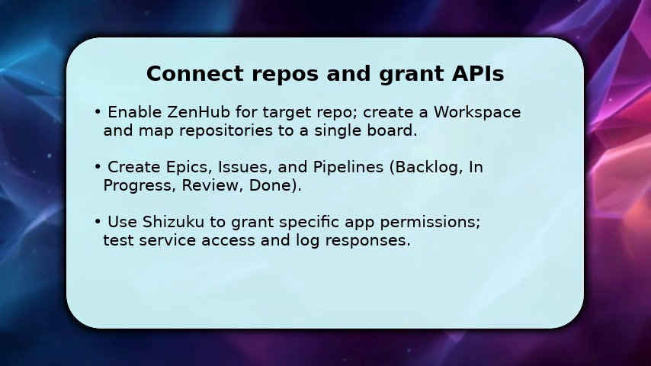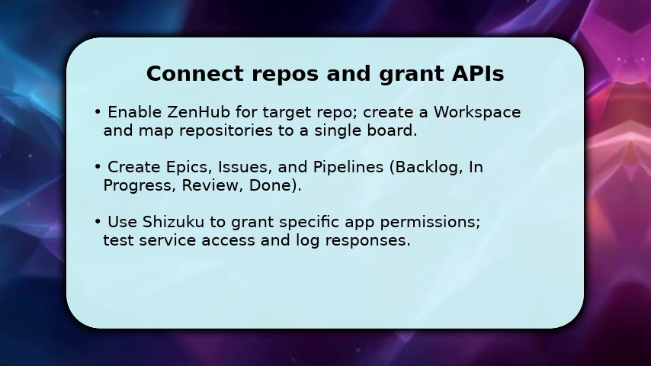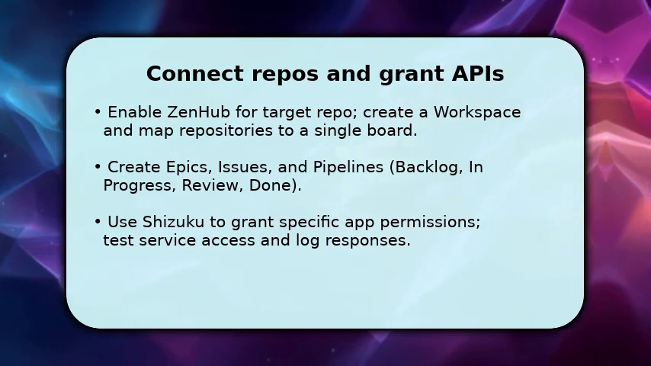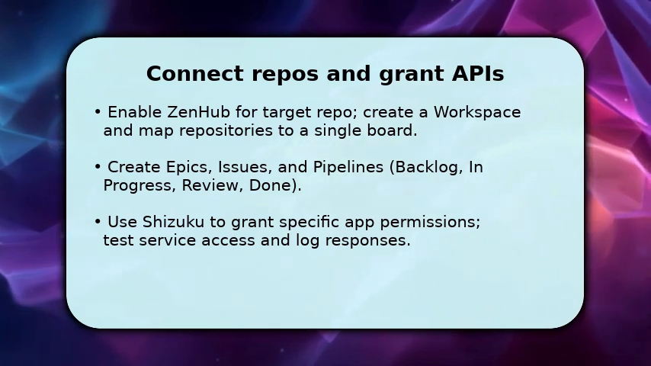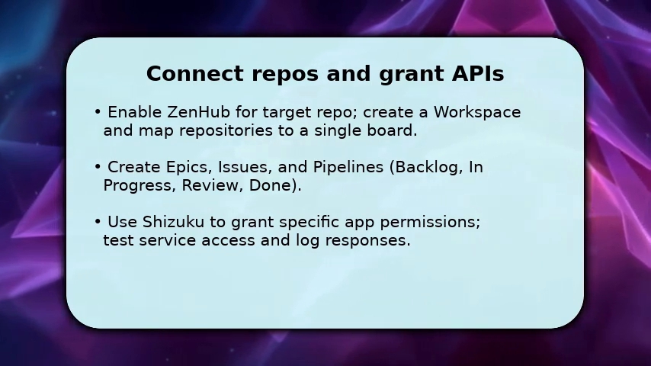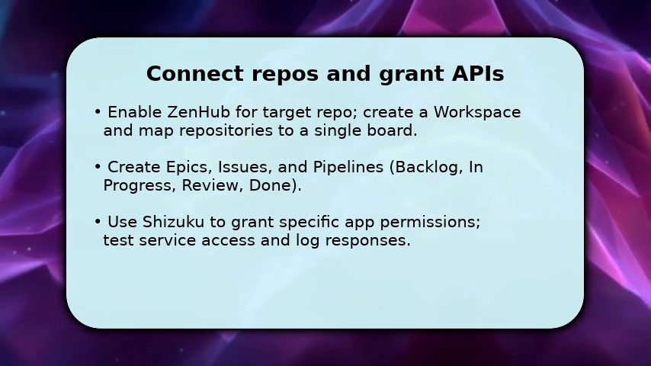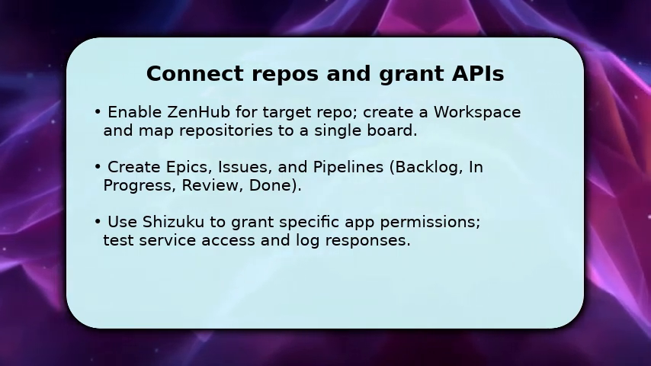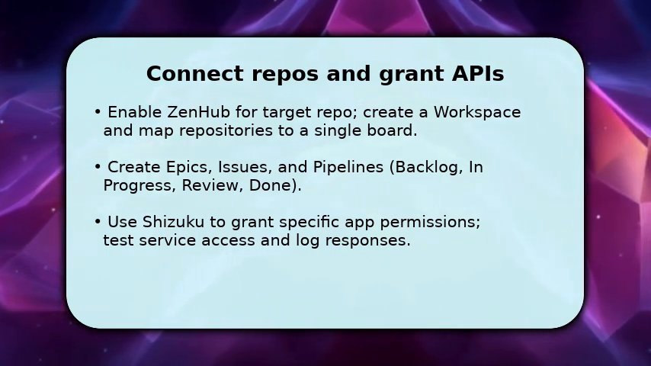In ZenHub, enable the repo, create a workspace, and map repos to one board so cross-repo epics sync. Then add epics, break down issues, and move cards through pipelines like backlog, in progress, review, and done. Meanwhile, use Shizuku to grant only the required APIs to the chosen app and run short tests to confirm the app can access system services without full root, validating permissions and logs.